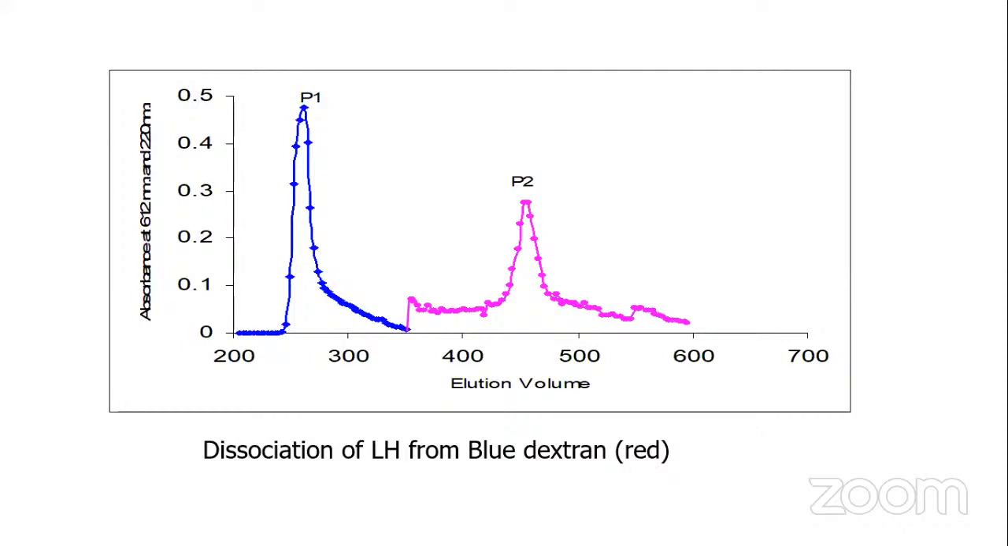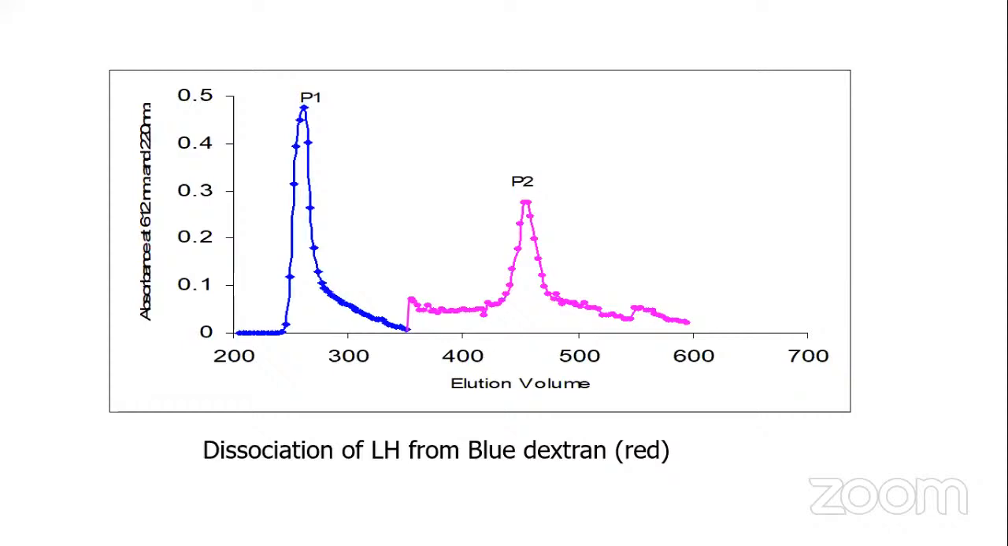And therefore, in a very unusual modification of affinity chromatography, we made this LH extract, pituitary extract, and mixed it with blue dextran solution. So both are in solution phase. And the luteinizing hormone binds to this. Now the whole thing, if you do a chromatography on a G100 or G200 column, everything comes out in the void volume. Because blue dextran comes out in the void volume, attached to that is luteinizing hormone.